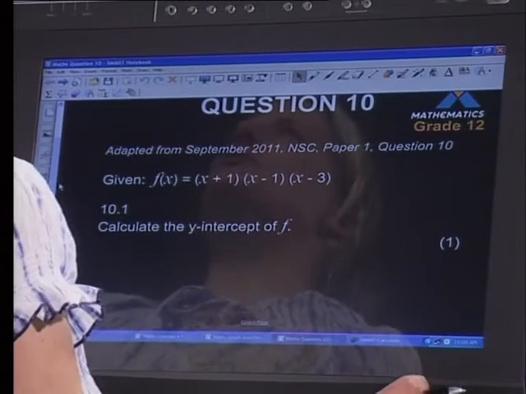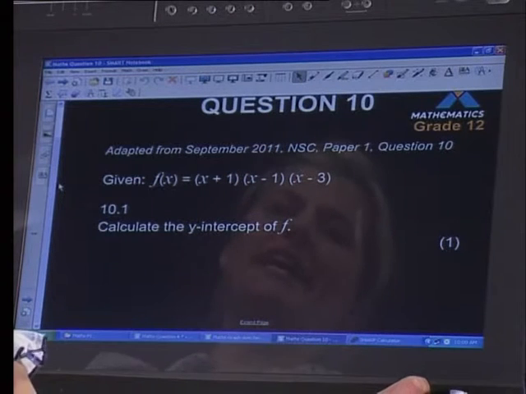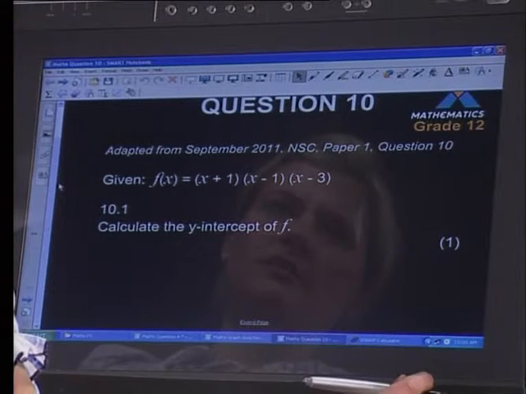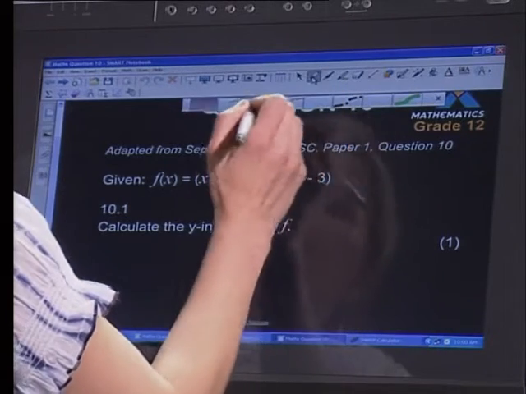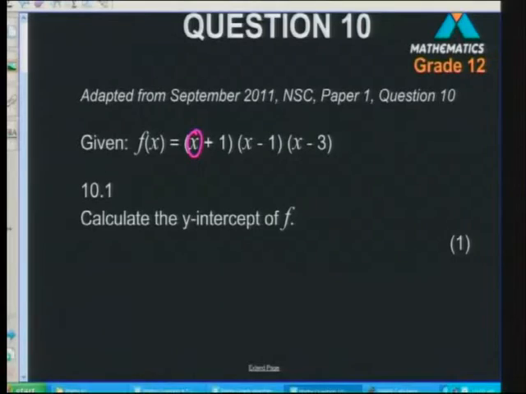What do I always do when I calculate the y-intercept? I make x equal to? X goes to 0, yeah. So you can actually do it straight from here. 0, 0, 0. Do you see that? And then 1 times -1 is -1, and -1 times -3 is 3. So the y-intercept is 3. Yeah, 0 and 3. I'm not saying that we don't need to multiply that out. We probably will later on, but not at the moment, and certainly not for that 1 mark.